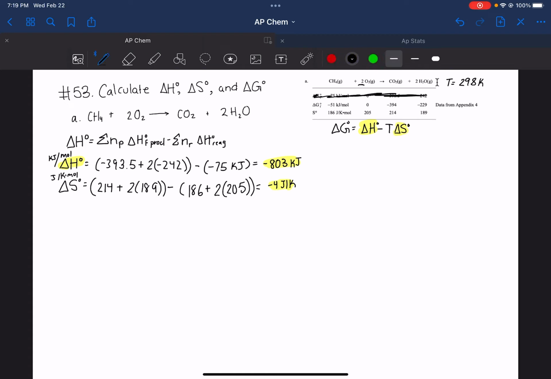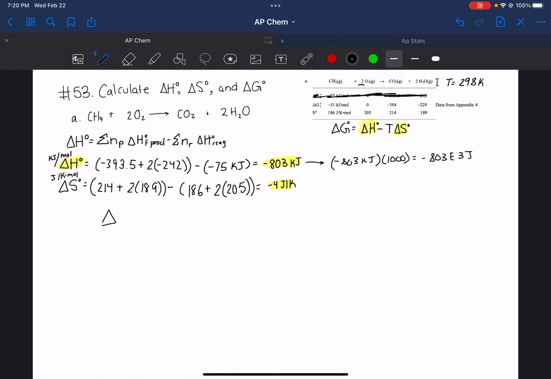So now I have my temperature, right? It's in standard. It's going to be in Kelvin, by the way. But I have an issue here. There are different units, which you know that you cannot work with. So in order to fix this, I'm going to convert my kilojoules to joules. So I'm going to take negative 803 kilojoules and multiply it by 1,000 to give me negative 803 E3 joules. Now I'm going to plug that all into this equation right here.